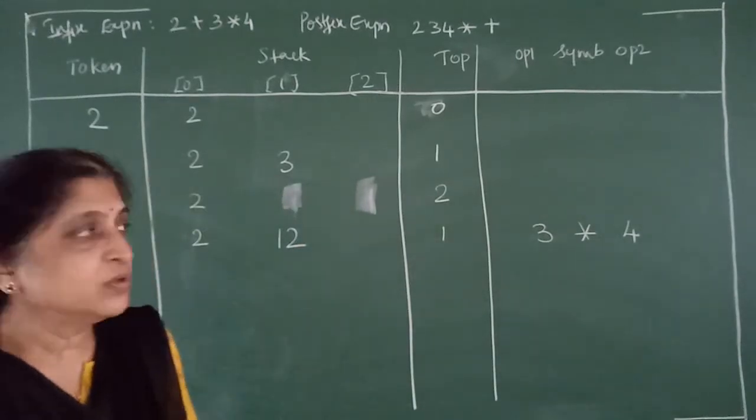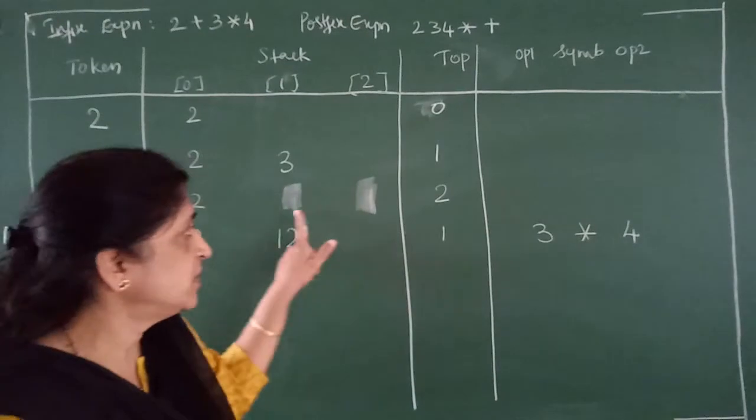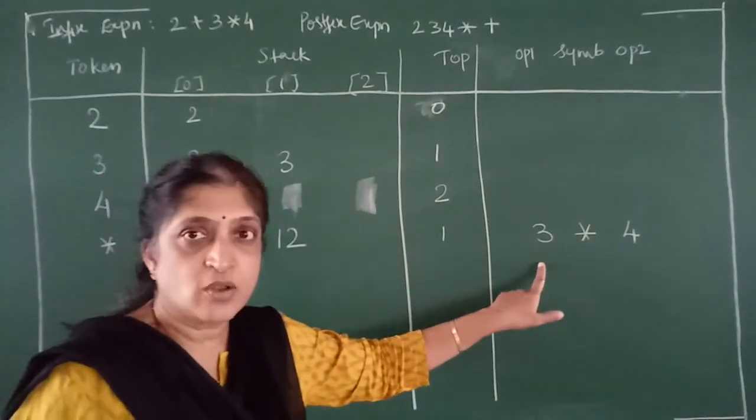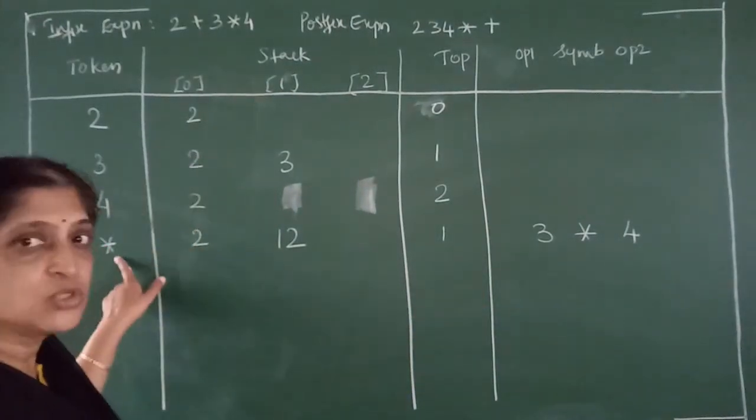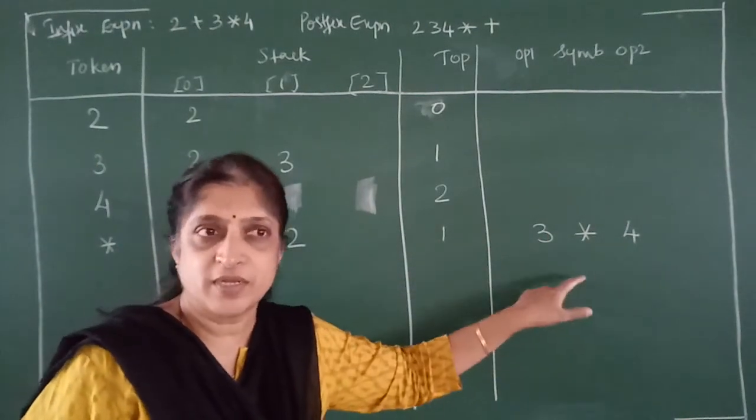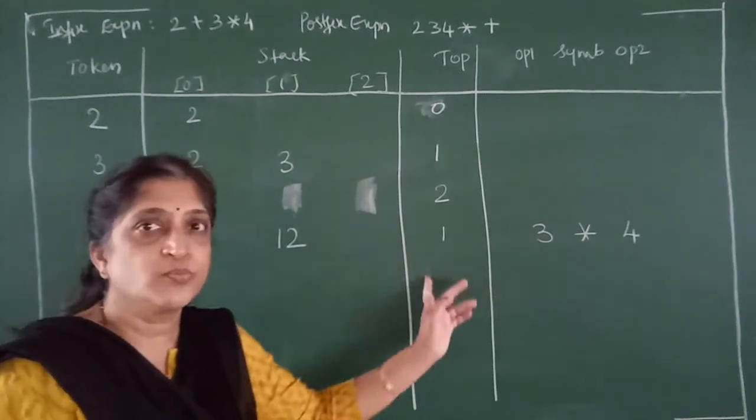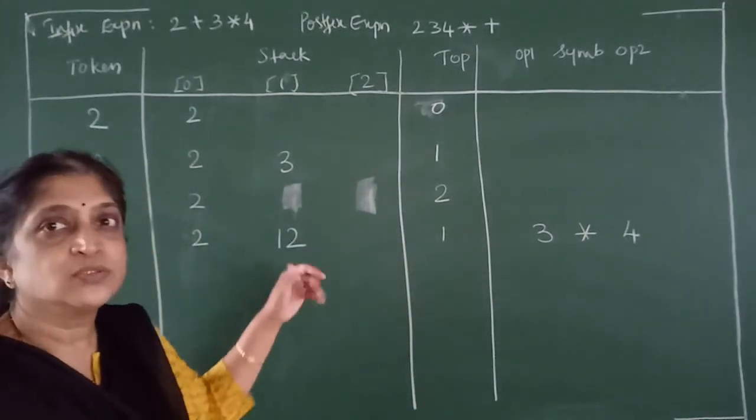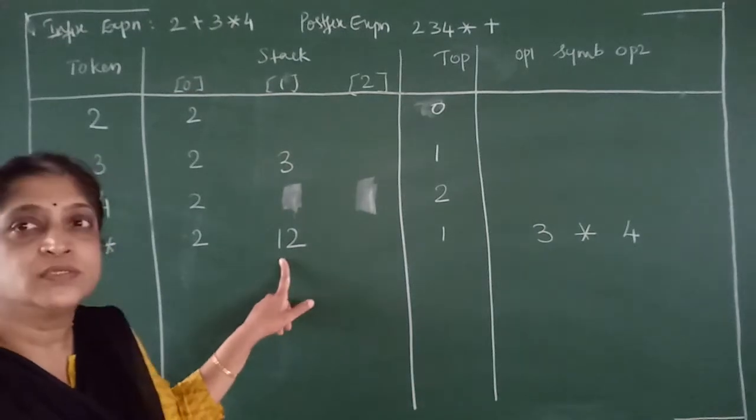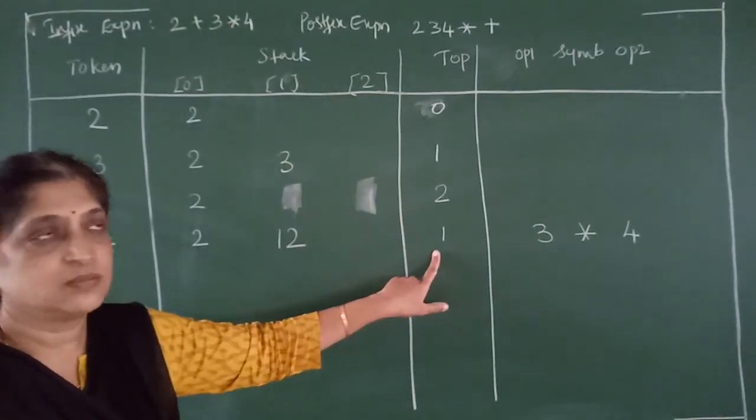So what did we do? We first pop the element, that is our operand 2. We pop the next element, that is our operand 1. We applied this operation on those two operands. We got some intermediate result. This is not the final result. This intermediate result has to be pushed to the stack. So now on top of stack we have 12 and top is 1.